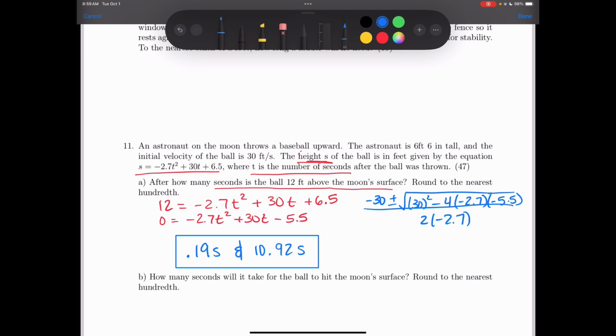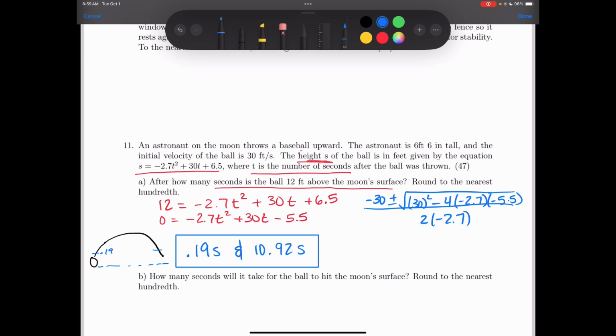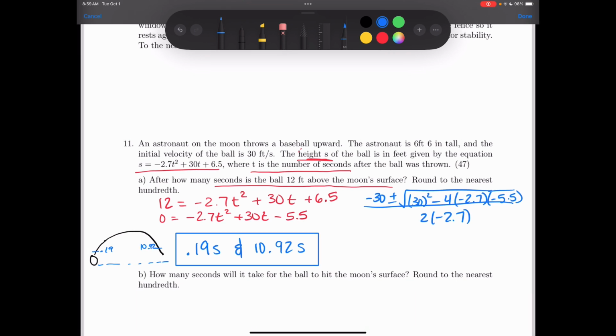So when a baseball or anything is thrown or launched, it goes like this. What this is saying is that at two separate times, the ball is at 12 feet above the moon's surface. This one is 0.19 and this one is 10.92 seconds, for how long it takes when it's that far above.